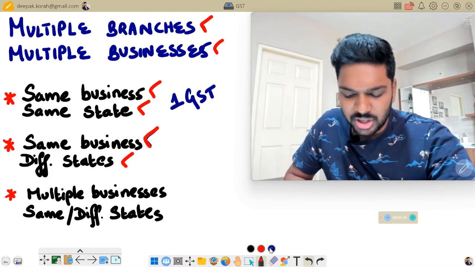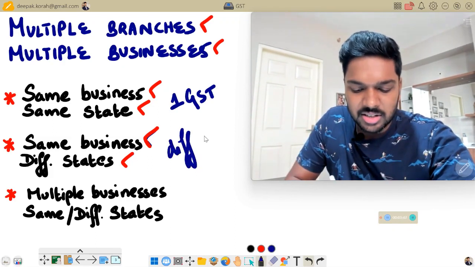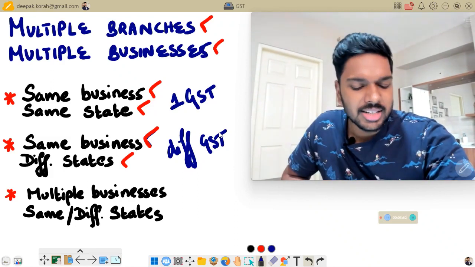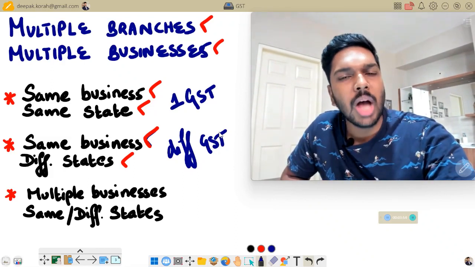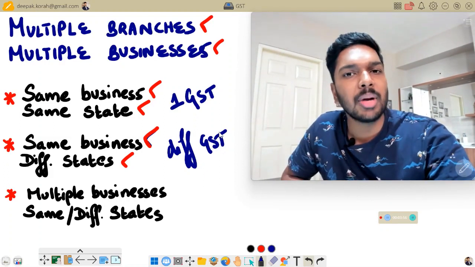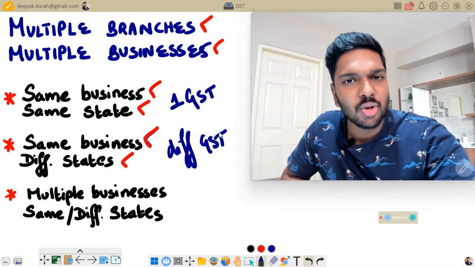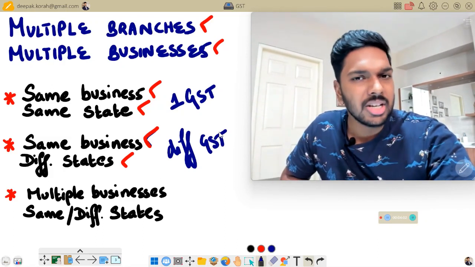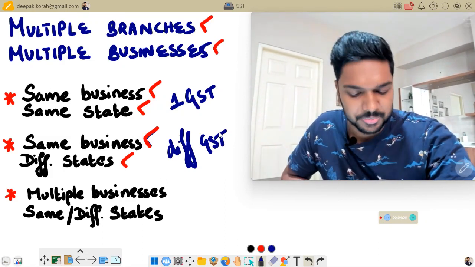The second case is that you have one business but you have multiple branches in multiple states. In this case, you need to obtain different GST registration numbers. For example, you have, let's say, one business in Karnataka for which you have a branch in Karnataka and you have a branch in Kerala. Now, in this case, you need to obtain two different GST registrations, one for your business and branch in Karnataka and two for your branch in Kerala.